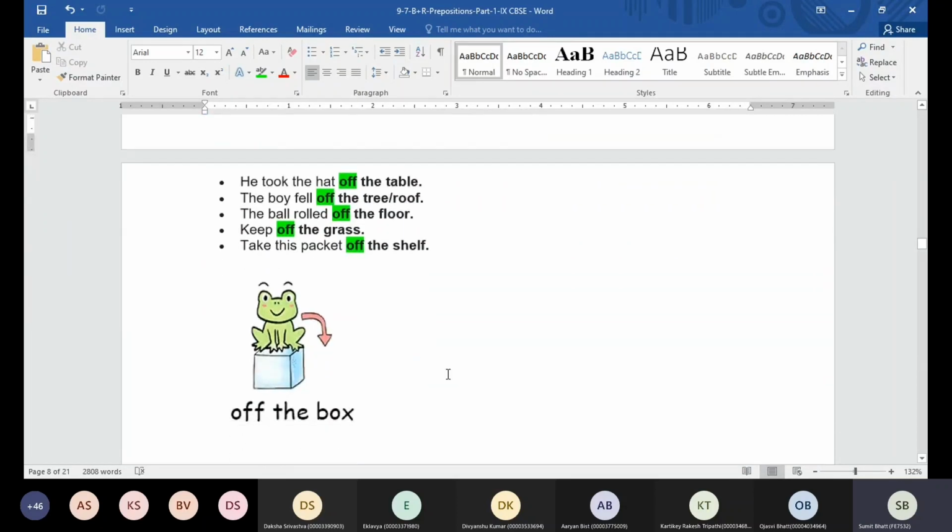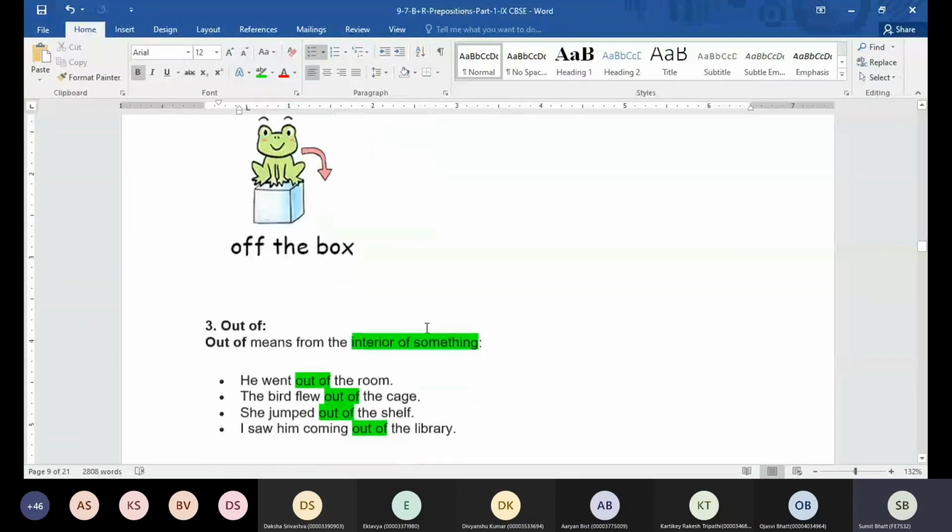We can see one example: there is a frog on top of the box. If you want to say the frog jumped off the box, that is going to mean he jumped down from the box or away from the box. All right, beta? Yes, sir. Okay, then we have the next word, that is going to be out of.